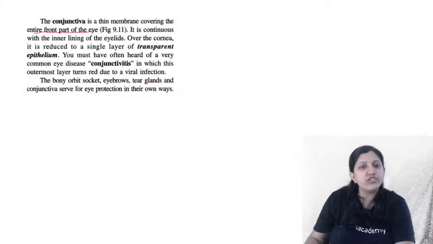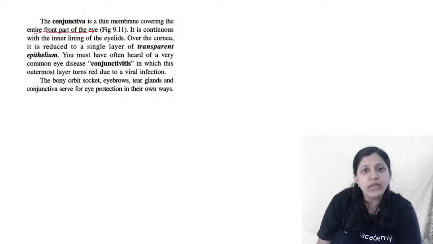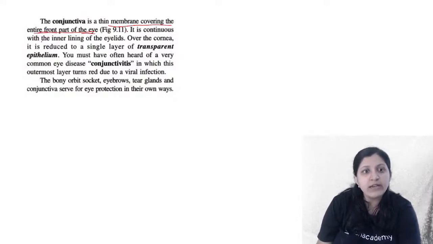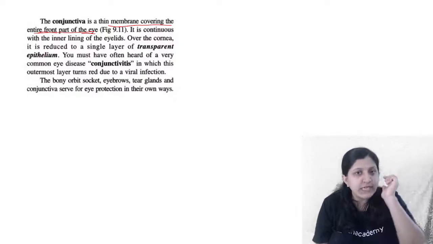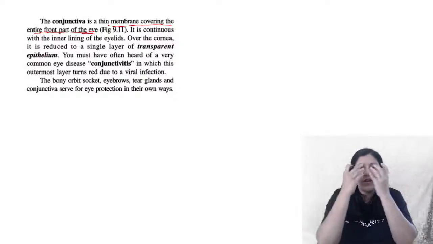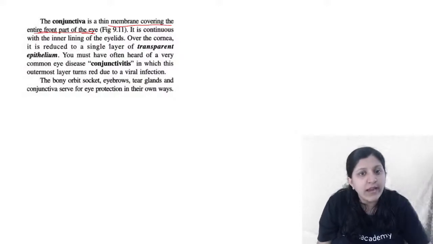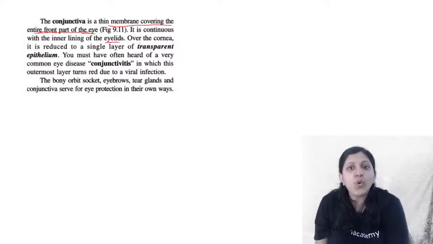So the conjunctiva is a thin membrane covering the entire front part of the eye. It is continuous on the inner side. It is not suspended like that. It is a continuation with the inner lining of the eyelid, that is over the cornea.